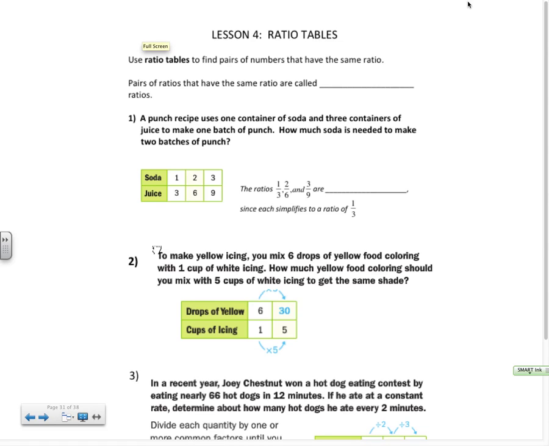Welcome to the lesson on ratio tables, lesson 4. This will look very familiar because we've already done multiple tables, and ratios and multiples are related. It says use ratio tables to find pairs of numbers that have the same ratio. Pairs of ratios that have the same ratio are called equivalent ratios. So we're looking for equal ratios. That big fancy word equivalent means equal ratios.